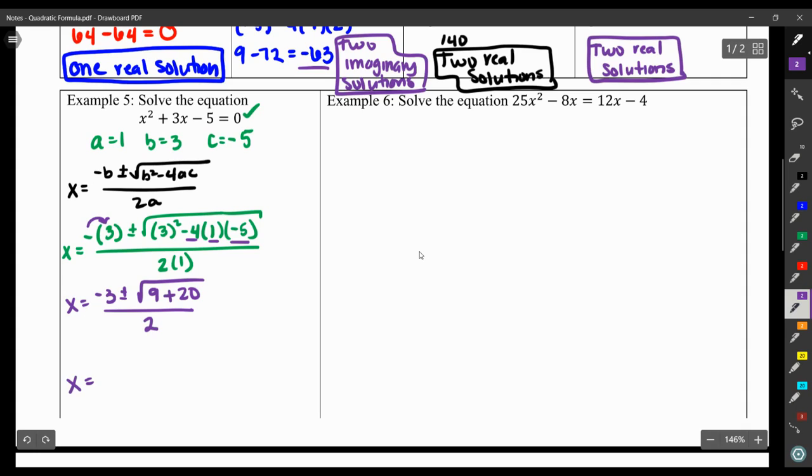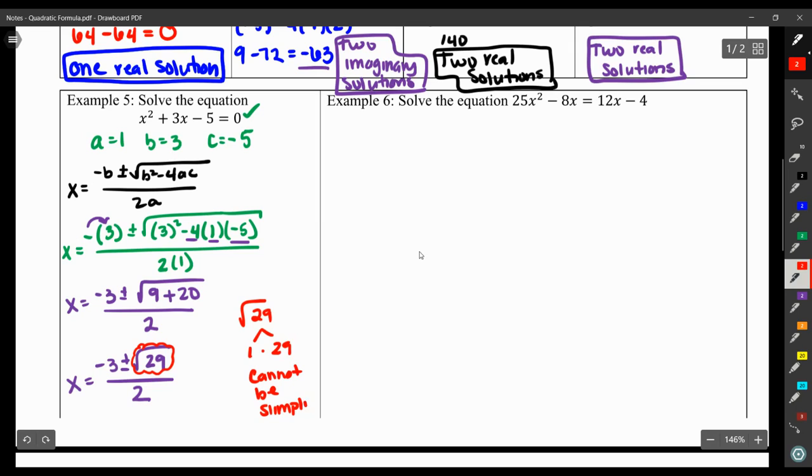So now we can even go further by adding 9 and 20 underneath the square root to get 29, all over 2. And then before we say we have simplified fully, we need to make sure that the square root of 29 does not go any simpler. So we're going to try to break it down. But 29 is only 1 times itself, so this cannot be simplified. So since the square root cannot be simplified, this would be my final solution.